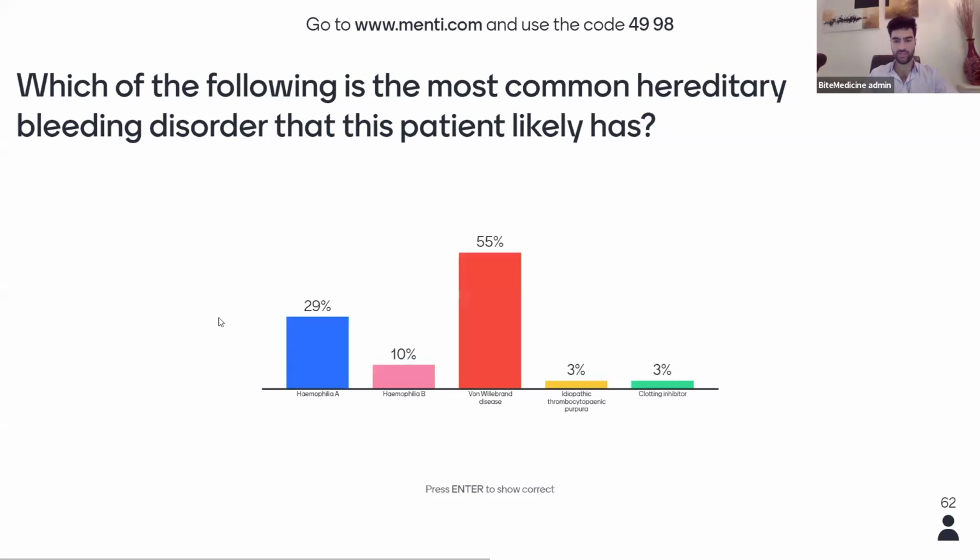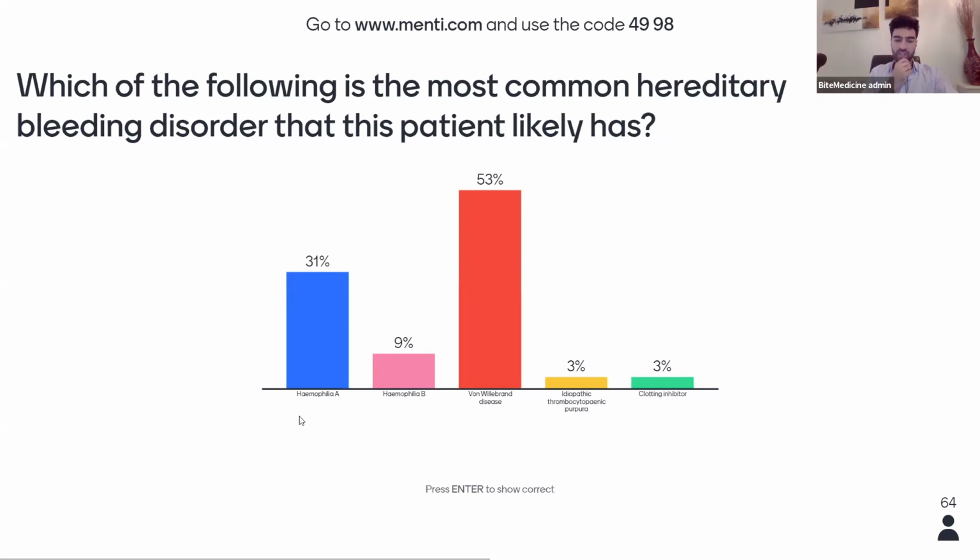Just trying to see the results. Okay. So we've got a split. The majority of you have gone for von Willebrand disease and the others have gone for Haemophilia A. So right off the bat, why isn't this haemophilia? What's the biggest clue in this question? What's the gender of the patient? So it's a lady, okay?